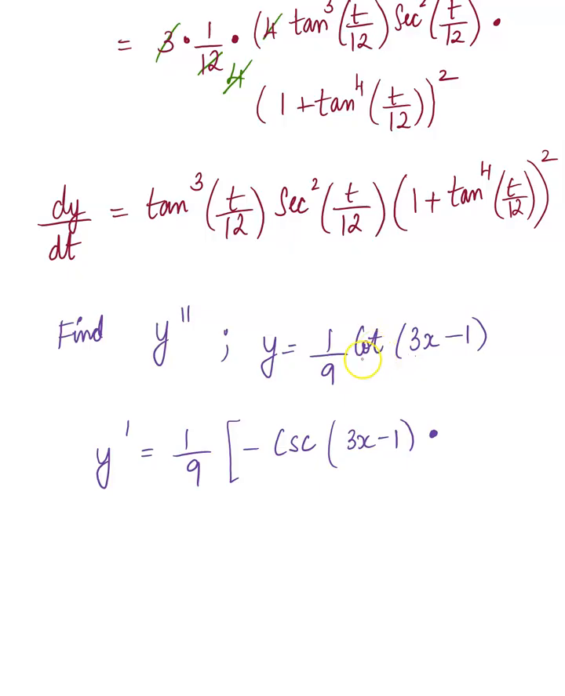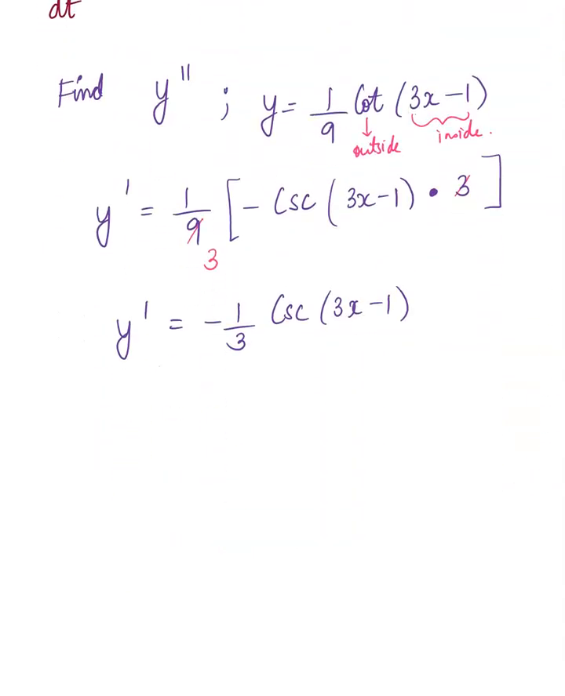So the cot was the outside, and this was the inside. And so the chain rule allows me to multiply it by a 3. And before we take the second derivative, it's a good idea to simplify this. So my y prime is negative 1 over 3, right? Cosecant 3x minus 1. Oh, cosecant squared. How did I miss that? That was a big deal. Cosecant squared. Cotangent, derivative of cotangent is negative cosecant squared. Okay. We got that, and now we can do the second derivative.